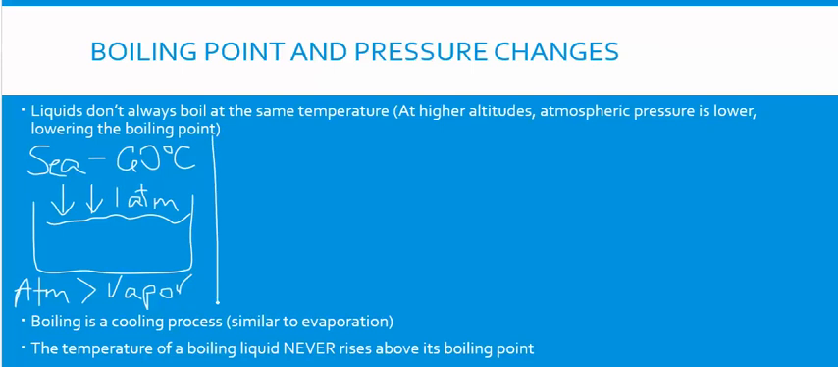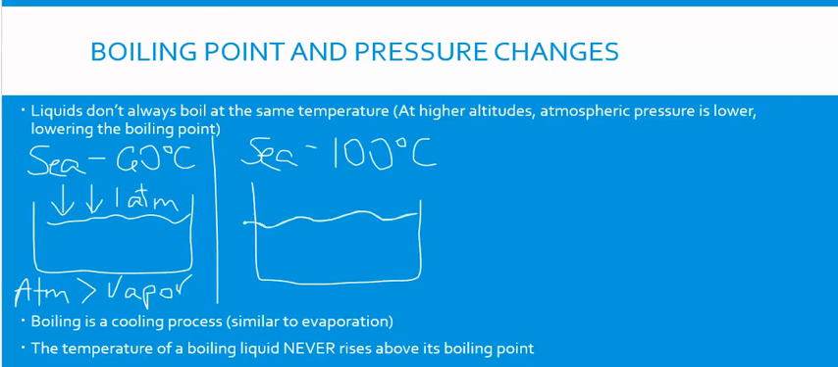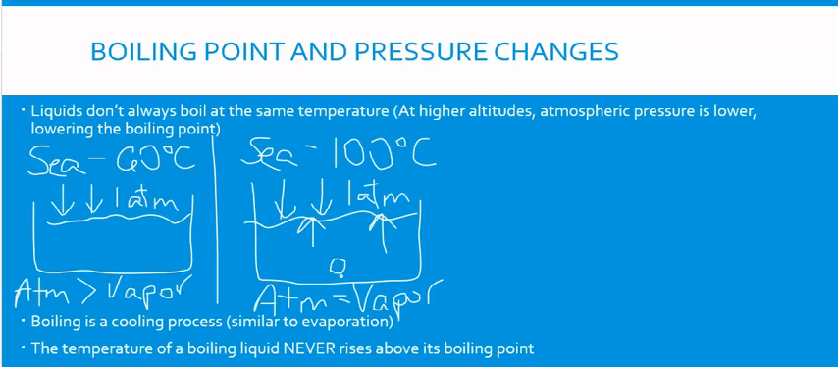If we're at sea level, and let's say this time we're at 100 degrees Celsius, we have a container of water. Atmospheric pressure is still 1 atmosphere. That is the pressure pushing down. But if we're at 100 degrees Celsius, we have increased the vapor pressure. So now the atmospheric pressure equals the vapor pressure, which is the pressure pushing up. And so if they are equal, you get boiling. And boiling occurs throughout the liquid.